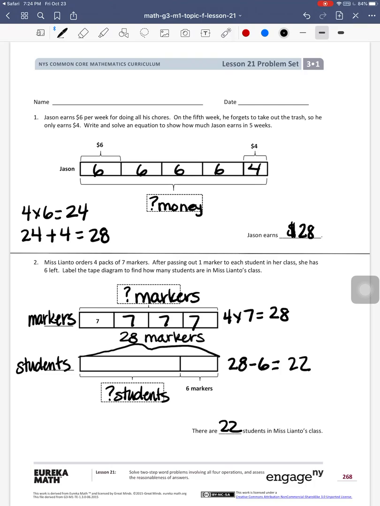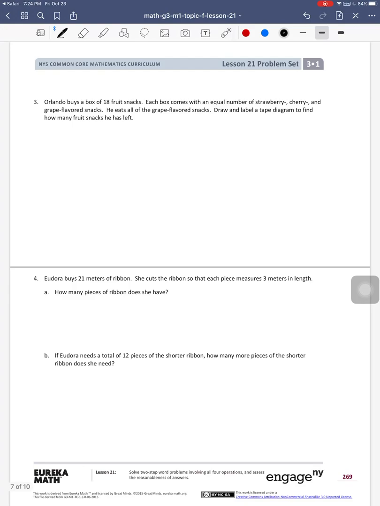All right, now let's flip it over and look at our back side. Orlando buys a box of 18 fruit snacks. Each box comes with an equal number of strawberry, cherry, and grape-flavored snacks. He eats all the grape-flavored snacks. Draw and label a tape diagram to find how many fruit snacks he has left.